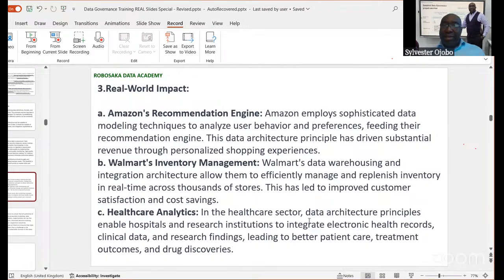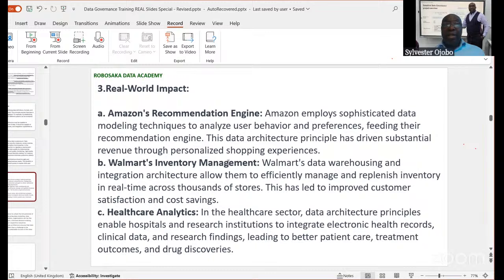We have healthcare analytics. In the healthcare sector, data architecture principles enable hospitals and research institutions to integrate electronic health records, clinical data and research findings, leading to better patient care, treatment outcomes, and drug discoveries. This is a real world issue.